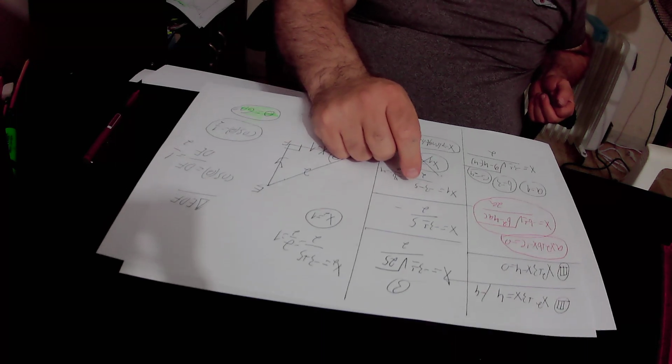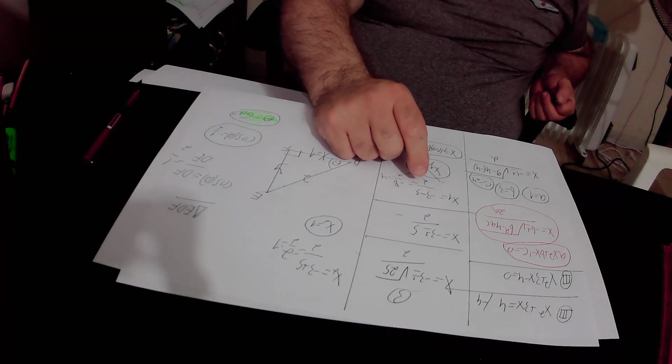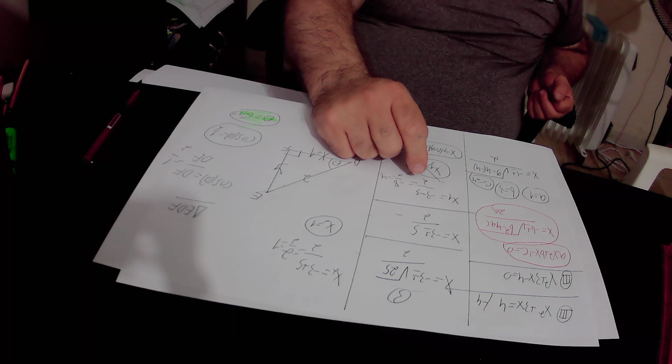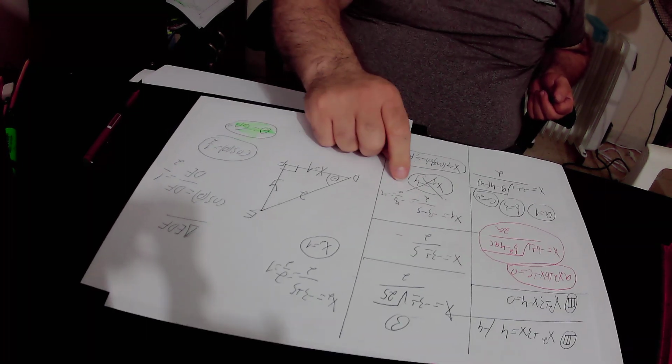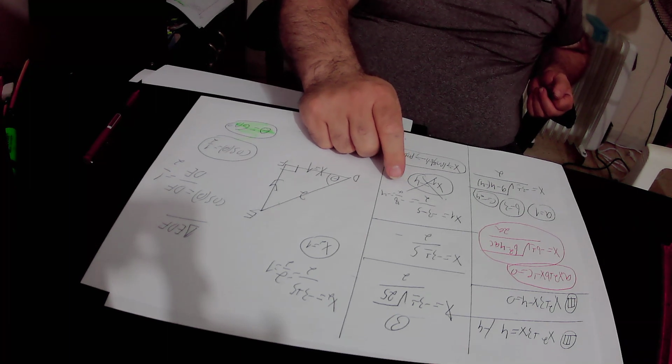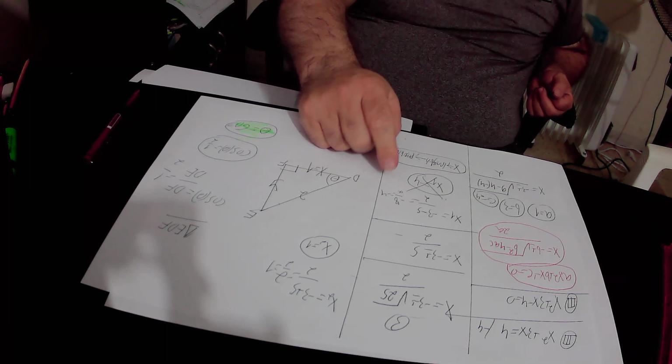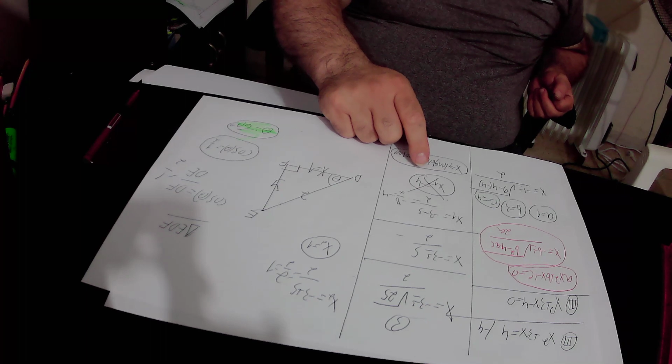So here we will have two possible solutions for x. The first solution is x1 equals minus 3 minus 5 over 2. Minus 3 minus 5 is minus 8, and minus 8 over 2 is minus 4. So we found out that x1 equals minus 4.